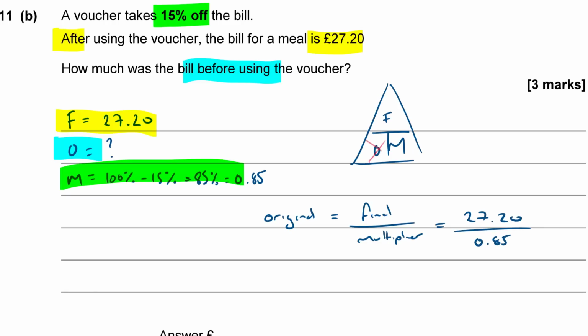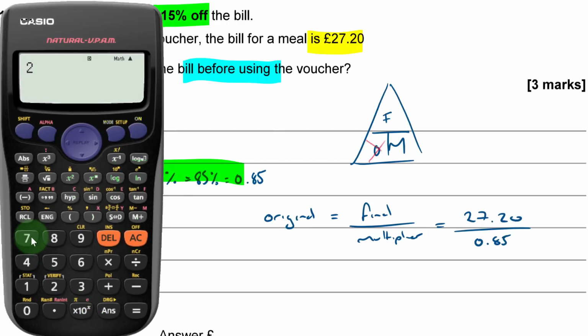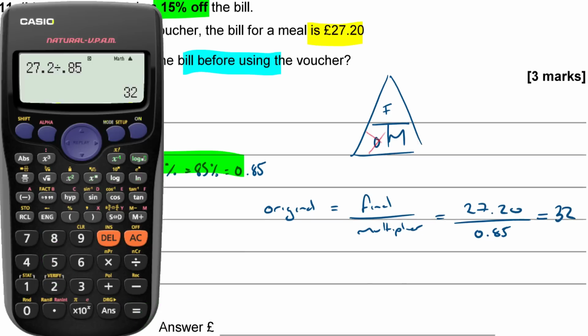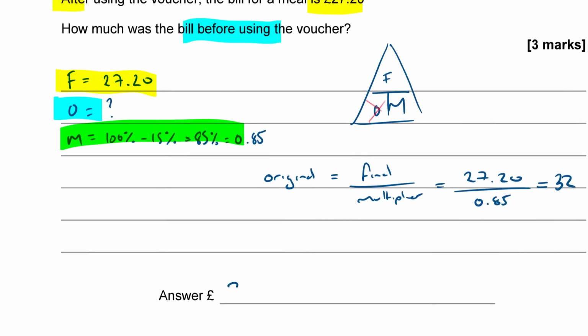We actually call this sort of problem a reverse percentage question because we are working backwards, aren't we? We know the final price and we want the original. But if you follow the method that I'm using, you just really need to be clear in your own head which is which. That gives me the answer on my calculator of 32. So the original price then was going to be £32.